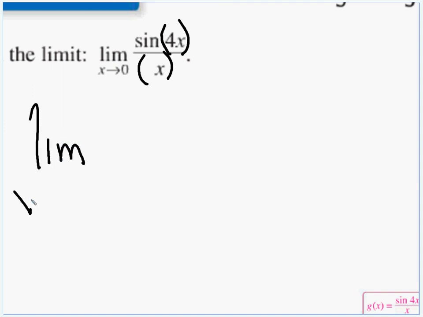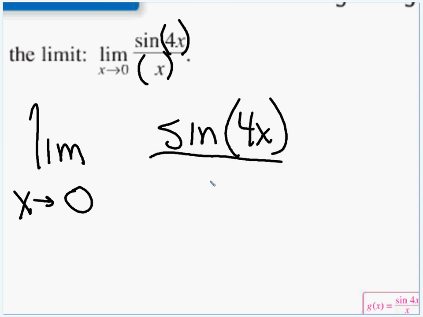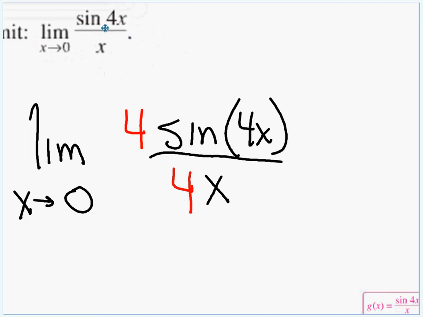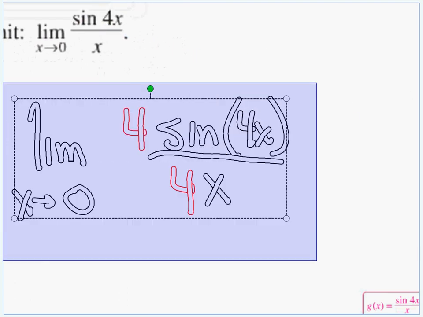So let me do this. We've got our x approaching 0. I've got the sine of 4x over x. Now, again, this would be real simple if I could just multiply through here by 4 and the problem would be over. But if we multiply the denominator by 4, we've changed the problem, unless we also multiply the numerator by 4. That way we could just cancel them and say that's a 1. So if we do this, 4 in the numerator, 4 in the denominator, we've basically not changed the problem at all. We've changed a little bit how it looks, but the substance is still the same.